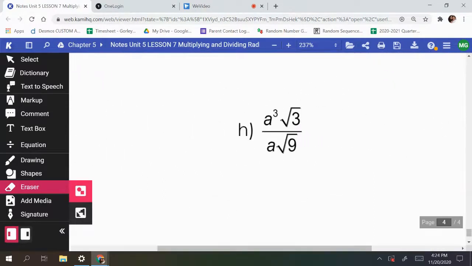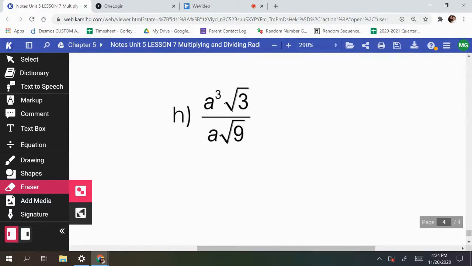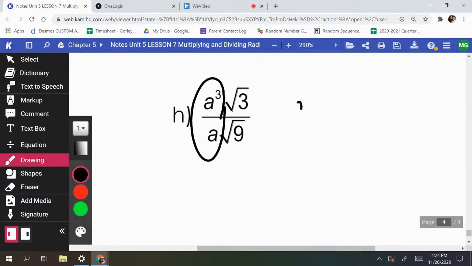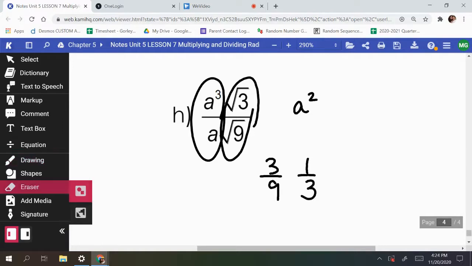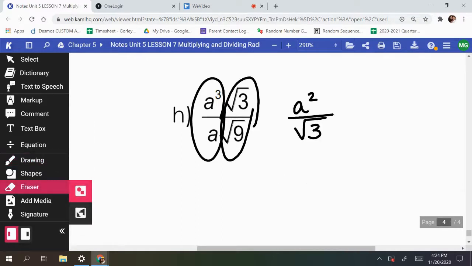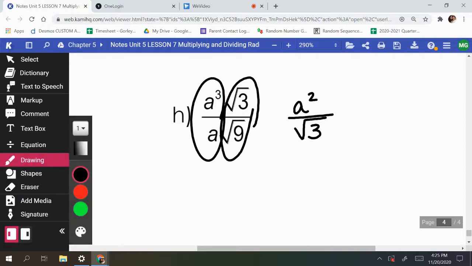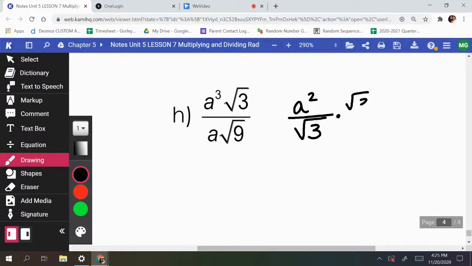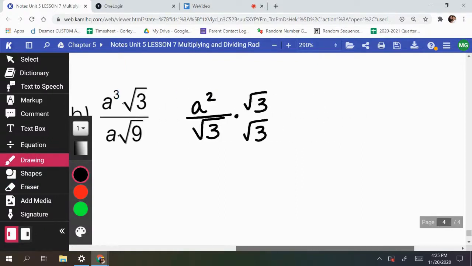Okay, over here, let's try to reduce this. A cubed divided by a is going to be a squared. Radical 3 over radical 9. Let's see, 3/9 is 1/3. So I'm going to have radical 3 still down there in the bottom, right? And I don't like to leave it like that because I have a radical in the denominator. So I'm going to multiply the top by radical 3 and the bottom by radical 3.